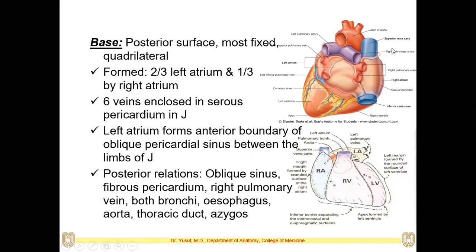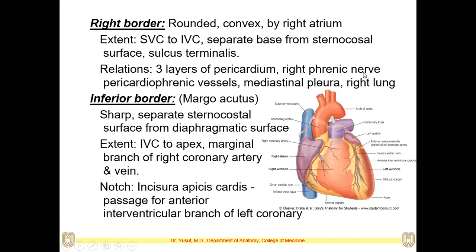Then behind that will be the fibrous pericardium. Then we have the pulmonary veins. So we have seen the pulmonary veins. Then there will be 2 bronchi. So behind that will be the trachea and dividing it into 2 bronchi. Then behind that will be the esophagus, aorta, thoracic duct, azygous vein. All this will be the posterior relations of the base. So as I said, base will be behind.